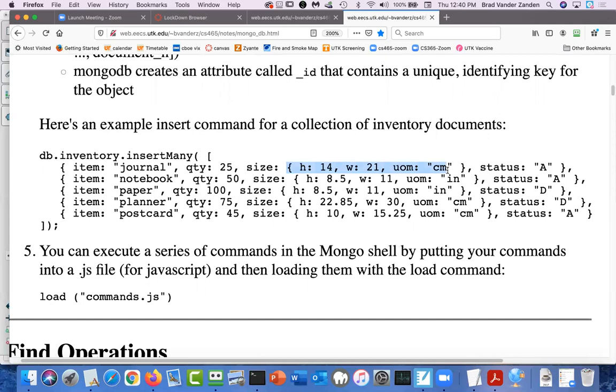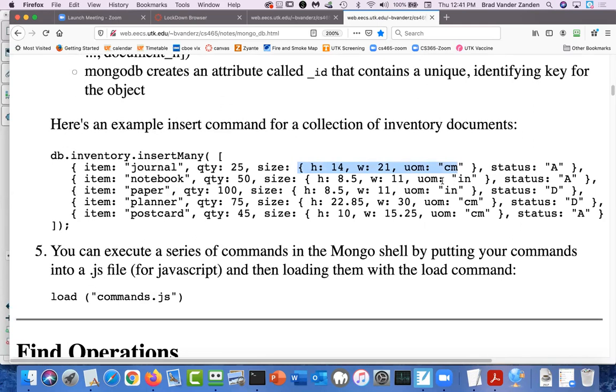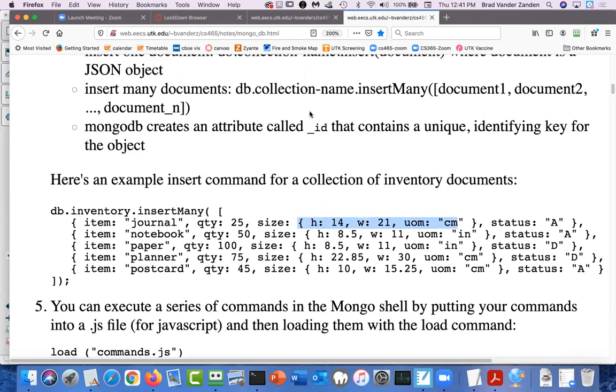Okay, so that's just an example of what they would look like in Mongo. And then with each item, when you insert it, Mongo automatically creates a so-called unique identifying key called _ID. So every document actually will have one of these _IDs.